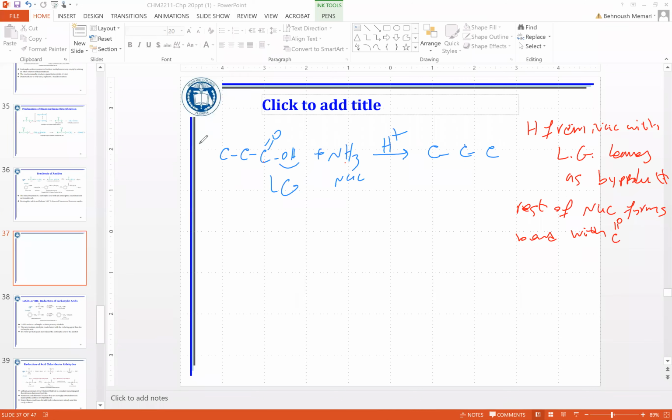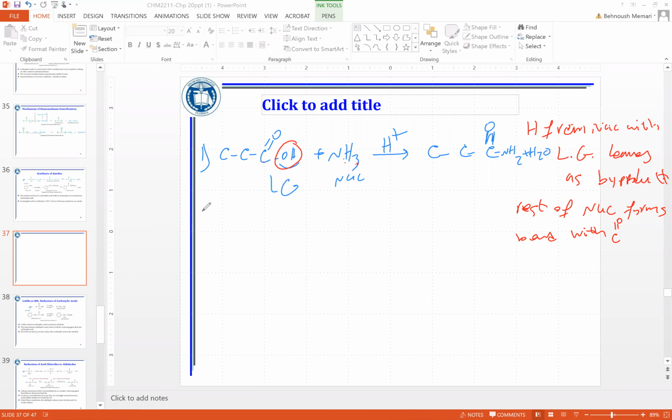So we looked at the leaving groups already, and I showed you the ones that were colored. OH is the leaving group, and this is the nucleophile. Hydrogen from the nucleophile with OH would give me the byproduct, H2O. The rest of the nucleophile, what is left after you remove hydrogen, is NH2, and it is going to attach to the carbonyl group, and that gives you the product. So that's the formation of this amide. That's one method of preparation of amide.